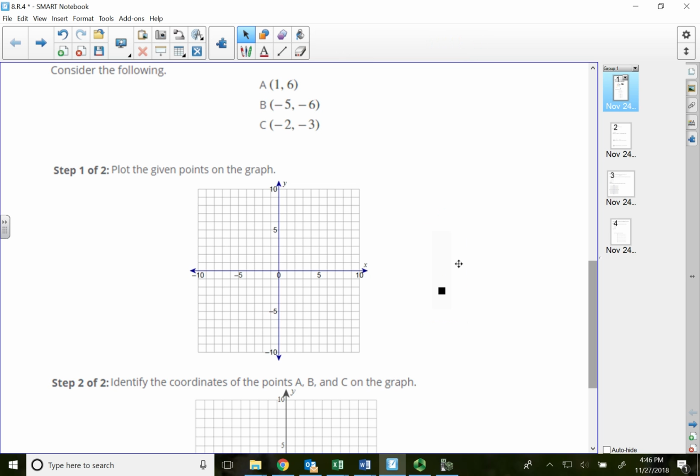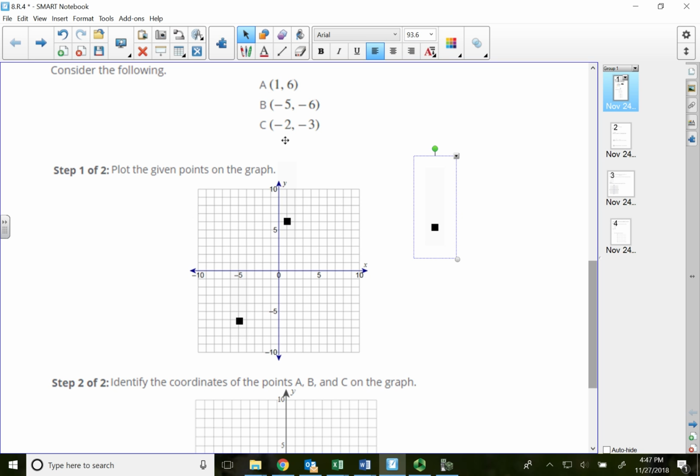So (1, 6). Whenever I plot a point, I always start from the origin. (1, 6) tells me to go to the right 1 and up 6 units, so that will be right here. This is my point A. Point B, (-5, -6). The first number tells me to go in the x direction, which is left and right, so go to the left 5. And the second number, negative 6, tells me to go down 6. So that will be about right here. That's in the third quadrant.